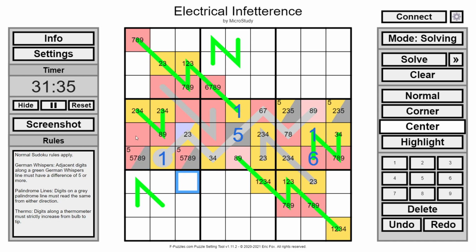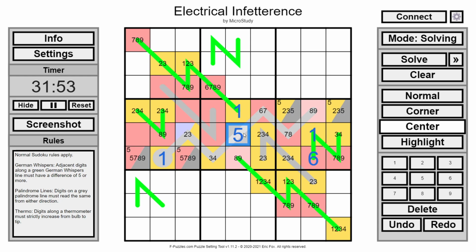I don't know if that's helpful to mark. One of these is a 6. If this is a 6, this is a 6. I think that's fine. I mean, that would force 6 off the line, but that doesn't really matter. Oh, it does make sense.